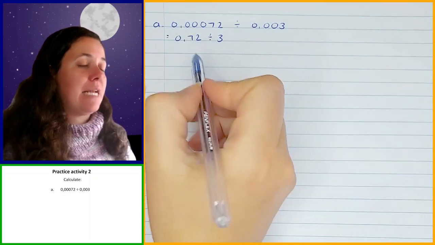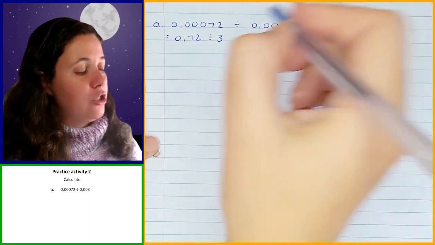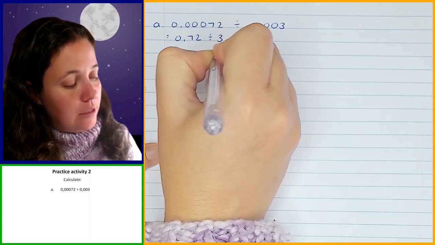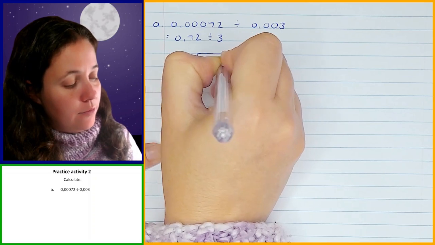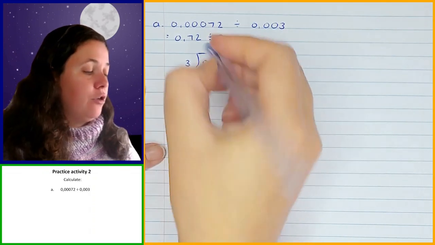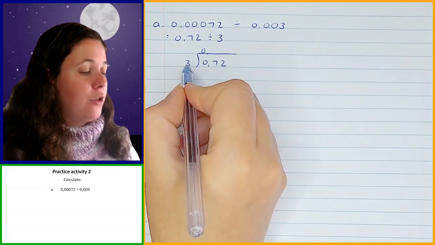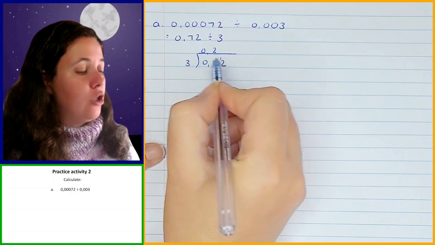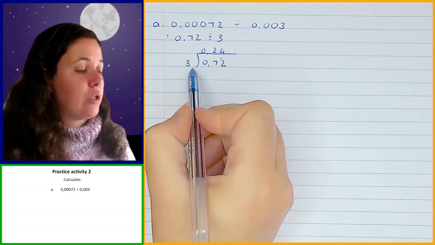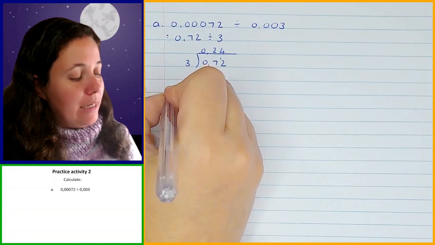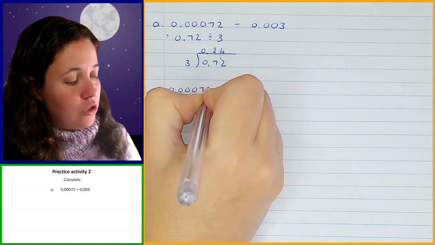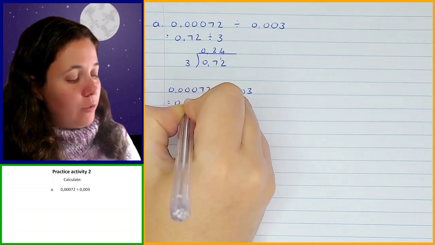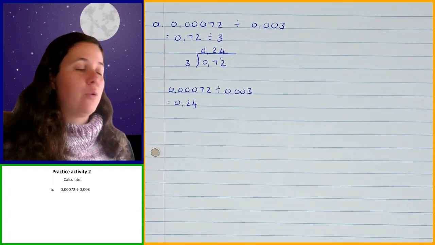Okay, so once I've got that, I can then go and work out the division. So I'm going to use short division again. So I'm going to have 3 going into 0,72. Okay, 3 doesn't go into 0, so I've got 0 over there and then comma. Then 3 does go into 7. It goes in twice with a remainder of 1. And then 3 goes into 12 four times with no remainder. So I just get 0,24. So I can say that 0,00072 divided by 0,003 is equal to 0,24. So that's what we get for that question.